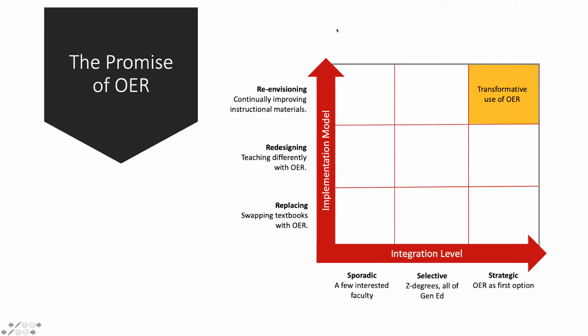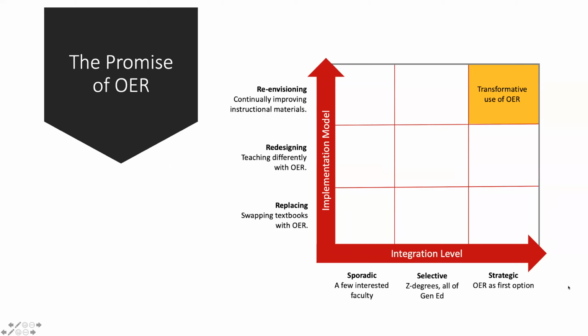As I've been presenting on OER across the state and nationally, I have been thinking a lot about what's really going to amount to transformative use of OER over time. We hear a lot from folks about this x-axis in terms of integration level, which is essentially scale, moving from a sporadic integration of OER on our campuses up to being much more strategic, first thinking in terms of Z degrees and all of gen ed, but then thinking quite a bit about OER as the first option as we're thinking about courses. There's a lot of talk and a lot of discussion around that.